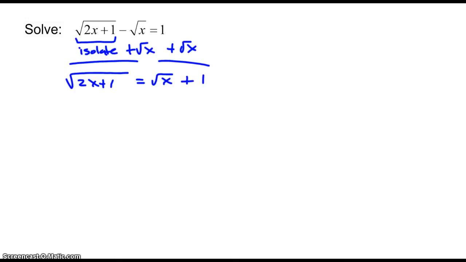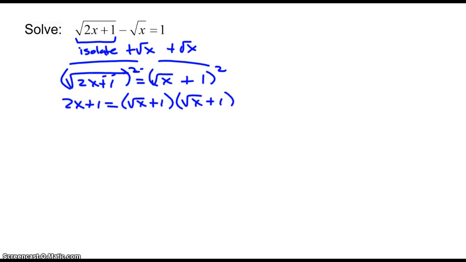Okay, now that I've got that isolated, now I can square both sides, but you've got to be really careful. You're not just squaring the square root, you're squaring the entire left side and you're squaring the entire right side. So these cancel on the left side, leaving 2x plus 1. But on the right-hand side, you have the quantity square root of x plus 1 multiplied by another quantity that's identical, square root of x plus 1.